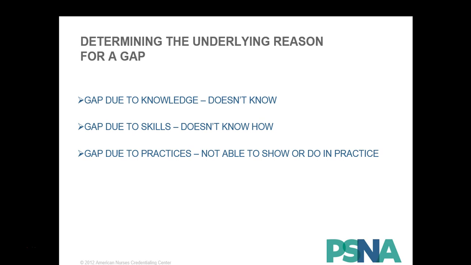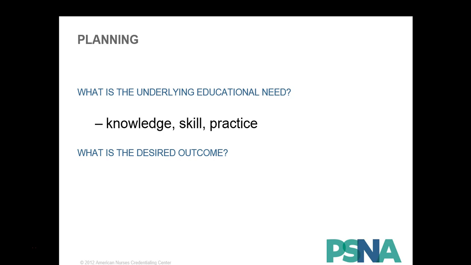You might find that your needs assessment data shows a gap in knowledge, skill, and practice. However, in your particular educational program, you might only be addressing knowledge or only addressing skill. That's okay. But it's really important to understand what is the gap that your needs assessment data shows you. When you start to then plan your education, you have to go back to what is that need. Is it a knowledge, is it a skill, or is it a practice gap? And then start thinking about the outcome. Your outcome should be directly related to the gap.